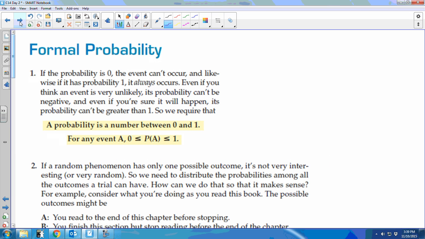So there are 5 formal probability rules, and you know these, and we will talk about them, though, just to make sure everyone's on the same page. All right? The first one, if the probability is 0, then the event can't occur. If the probability is 1, it always occurs. So we also know that a probability has to be between 0 and 1. If it's not between 0 and 1, so if it's negative or over 1, then it's not a legitimate probability. All right? So a legitimate probability has to be between 0 and 1.